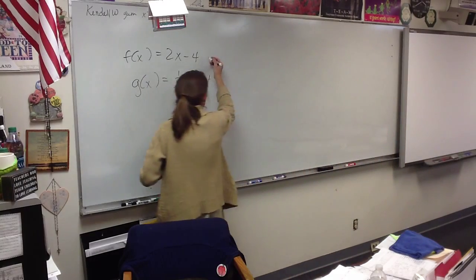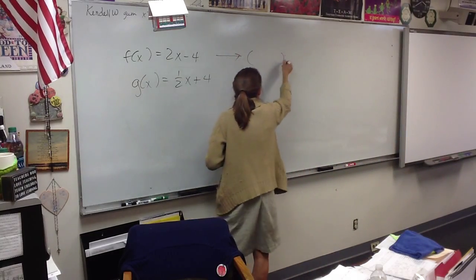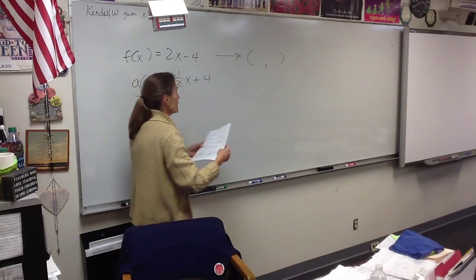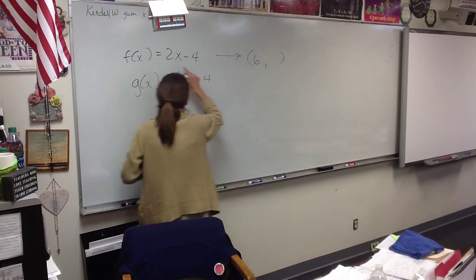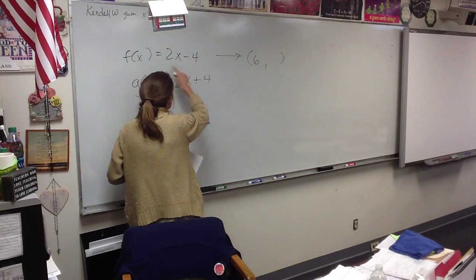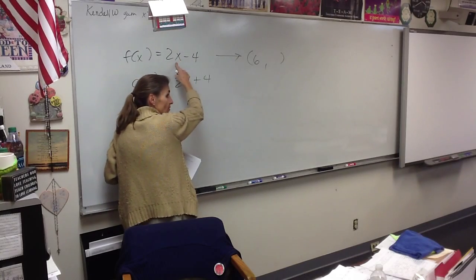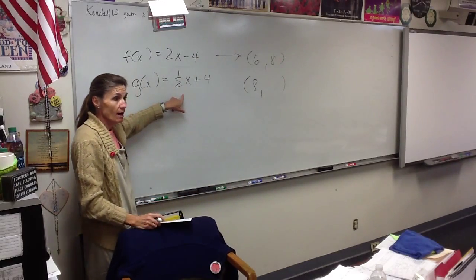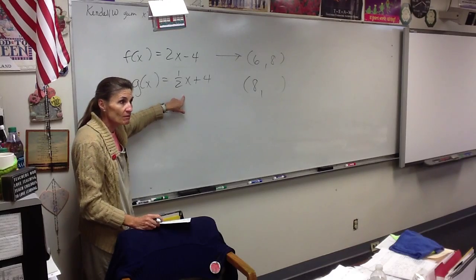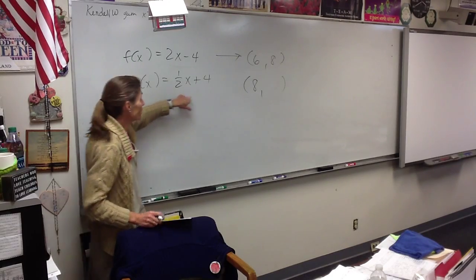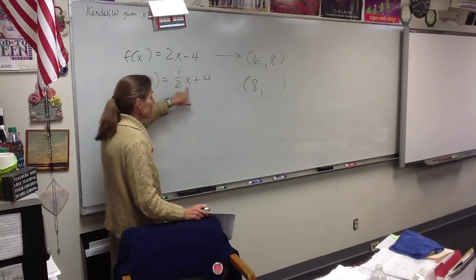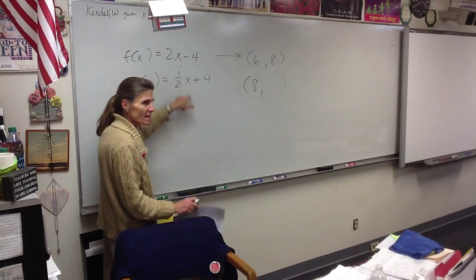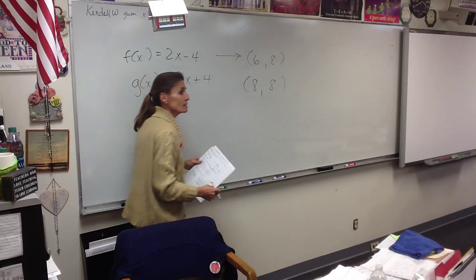So let's find an ordered pair of the original. And let's pick a random number, not something special. Let's try 6. If I put 6 in for x, what does this equal? 8. Now, if I put 8 into this one, what should happen if they are inverses? I should get 6. Do I? No, I don't. What do I get? 8.